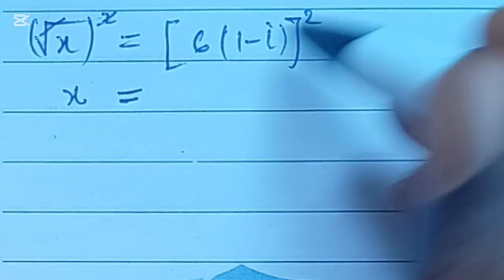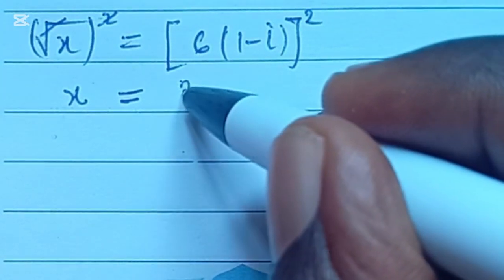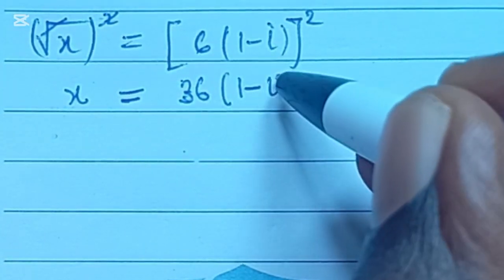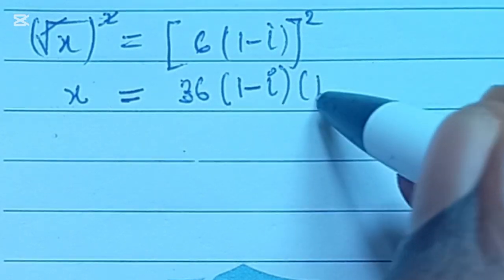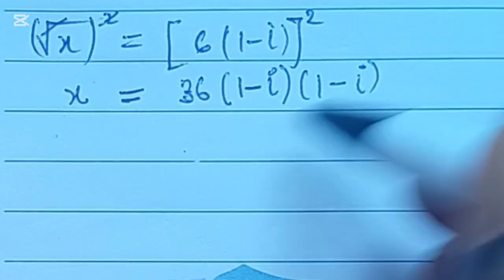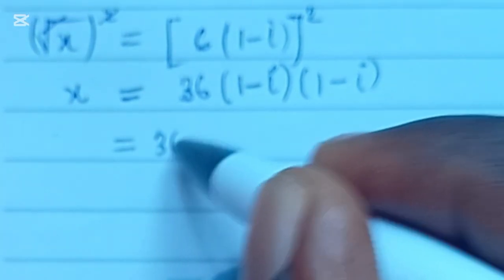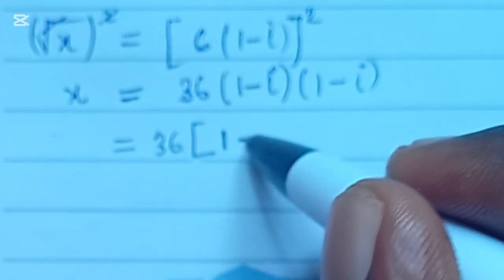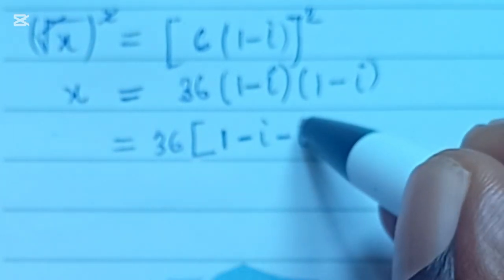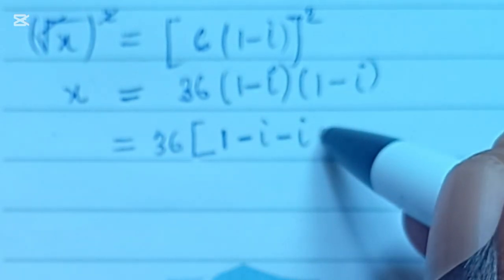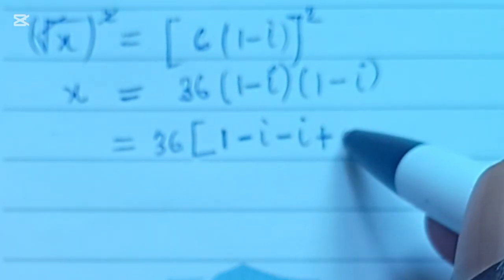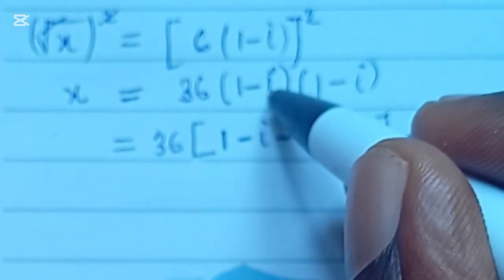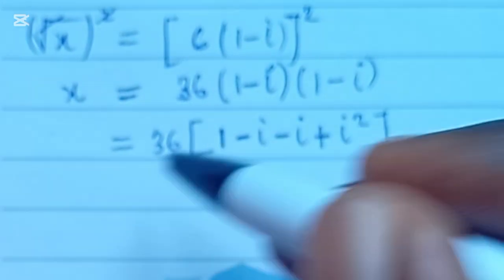So to square this side of the equation, we get 6 squared gives us 36. That's 6 times 6, and then we have 1 minus i squared, which is in 2 places. Okay, so let's open this bracket. So we get 36 bracket. Let's open this, when we expand this bracket, we get 1 minus i, okay. Then we have a plus i squared, okay. When you have minus i times minus i gives you plus i squared, okay.